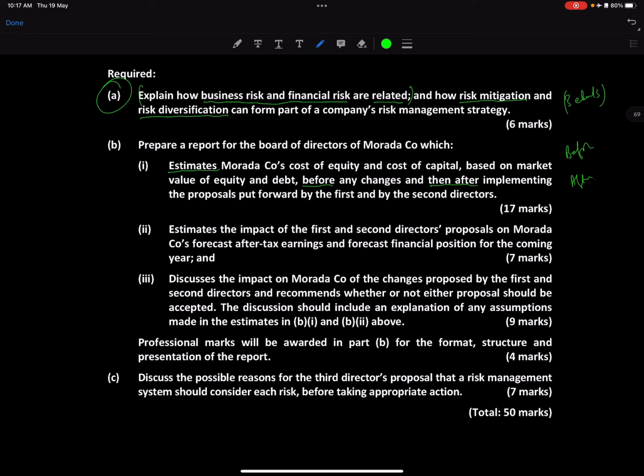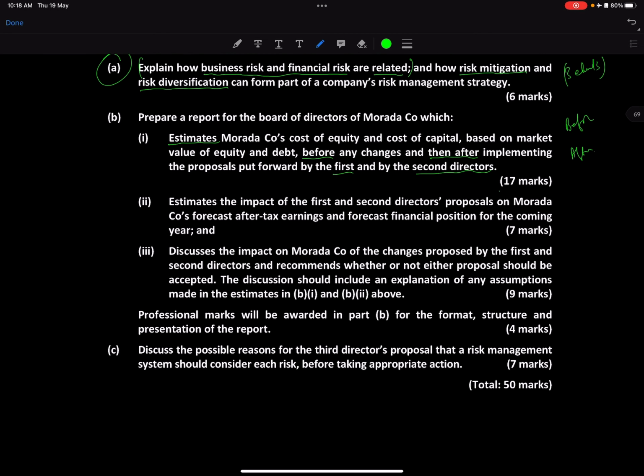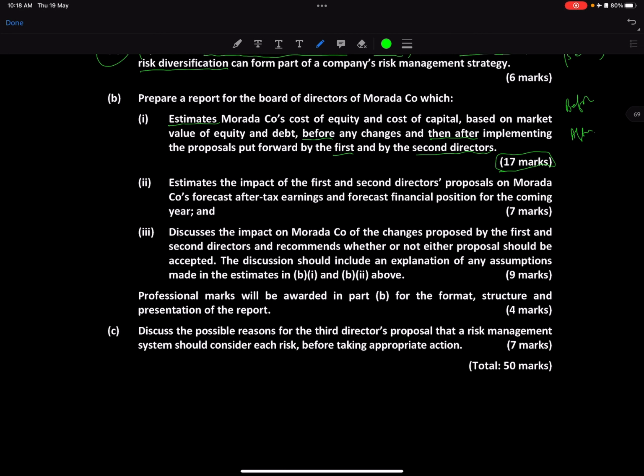Implementing the proposal put forward by the first and the second. So only the first and second, not the third one. Okay, so there could be a fourth one also. I don't know, I've not seen it, but still, let's see. 17 marks. So that's a huge chunk of it, right? Of course, there will be a bit of a caveat around how to calculate all this equity and capital, so it's not going to be easy. They are not going to give us easy marks, that's for sure.